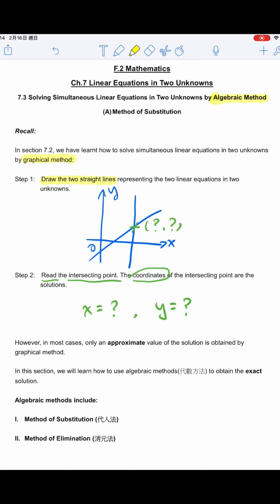However, in most cases, only an approximate solution can be obtained by graphical method. And in these sections, we will learn how to use algebraic methods, 代數方法, to obtain the exact solutions. Algebraic methods include the first one, method of substitutions, 代入法, and the second one, method of eliminations, 消元法. 消有移除、消去嘅意思 eliminate, 元係未知數嘅意思係 unknown.